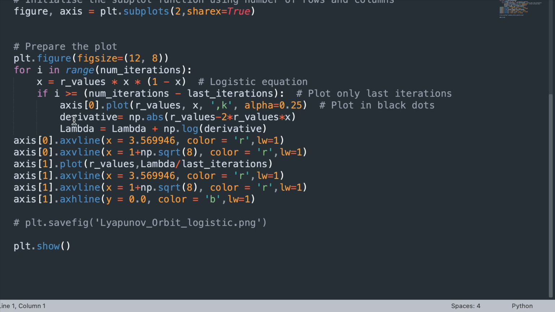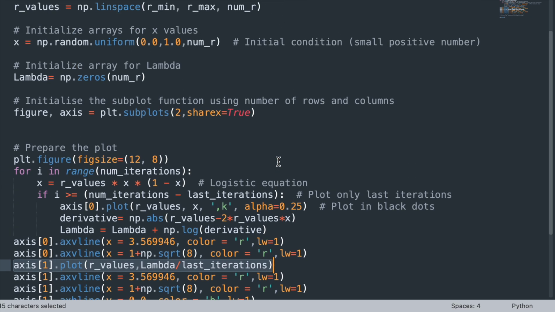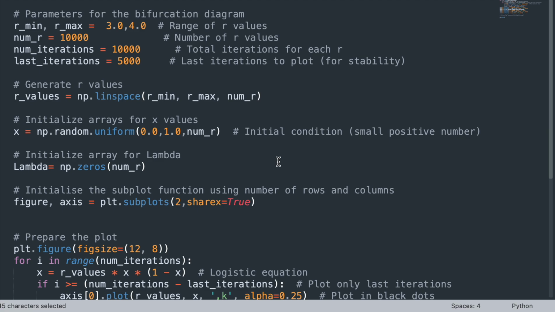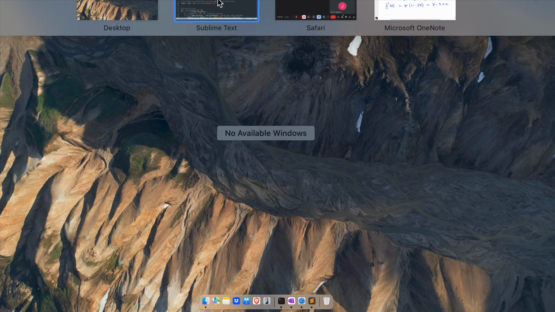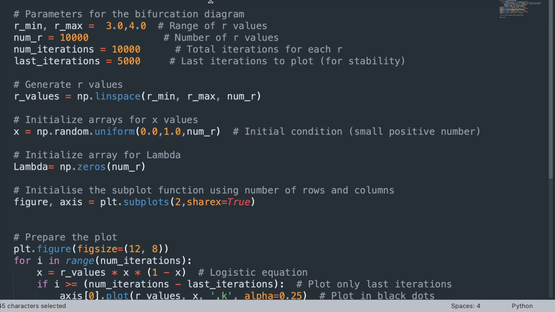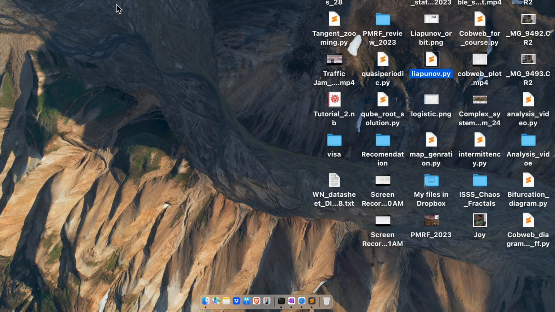And after doing all these things, I am plotting these r values versus this lambda, averaged over the last 5000 iterations. Let's see what it shows. I am also plotting the orbit diagram here to show you there is chaos when lambda is greater than 1. Let's see.